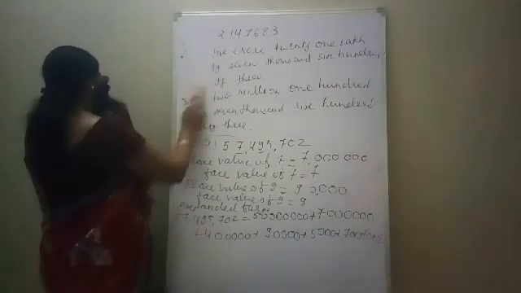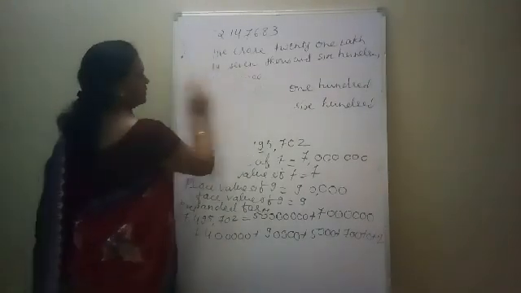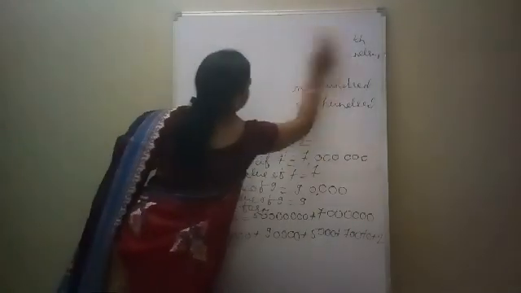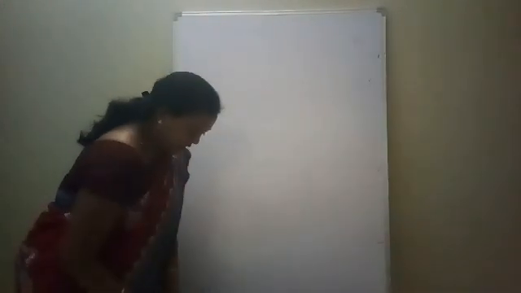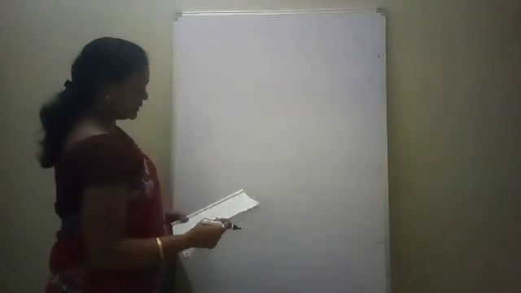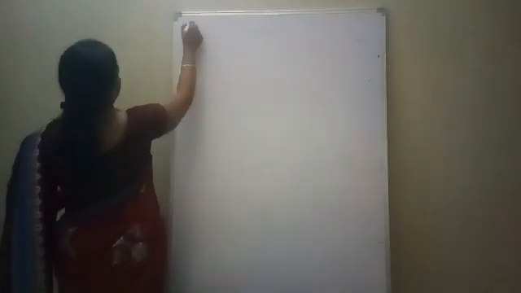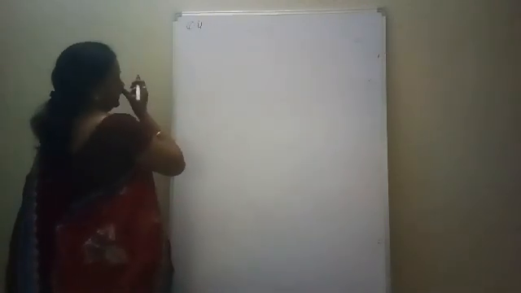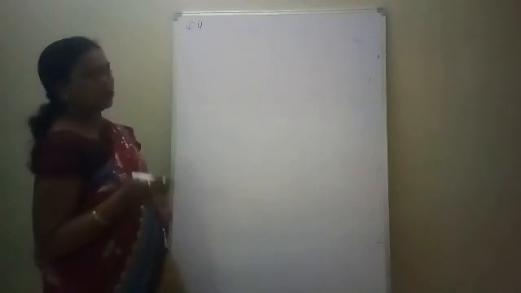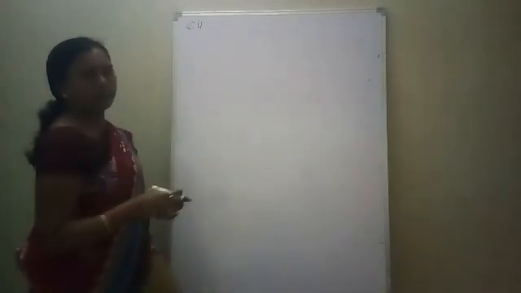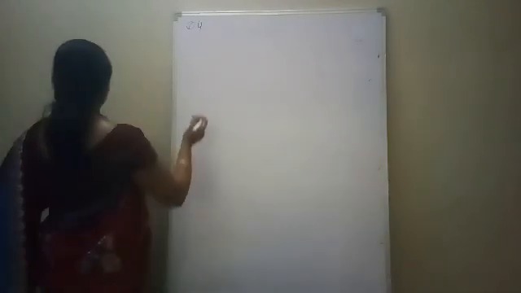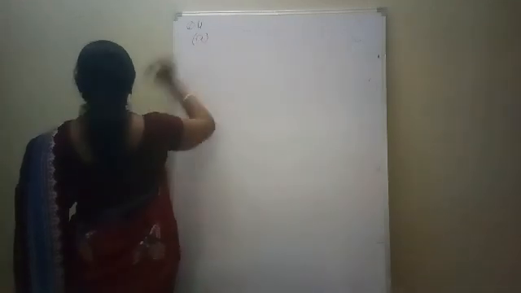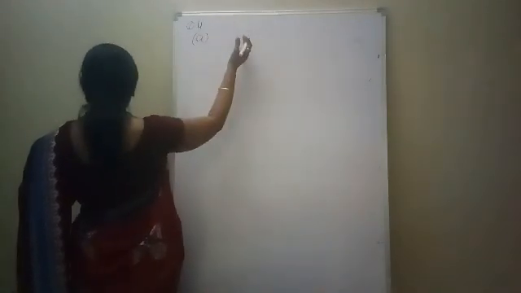Now come to the next question, question number 4. Write the numbers corresponding to the following number names in the Indian place value system. Question number 4 is the opposite of question number 2. In question number 2, we write down the number names. But in question number 4, the number names are already given and we have to write down the numbers. So in question number 4, part A, write the numbers corresponding to the given number names.